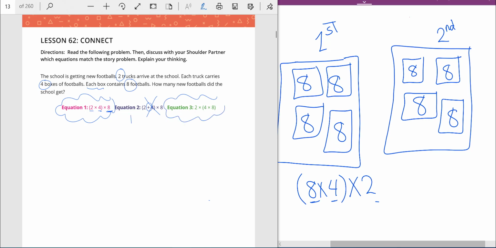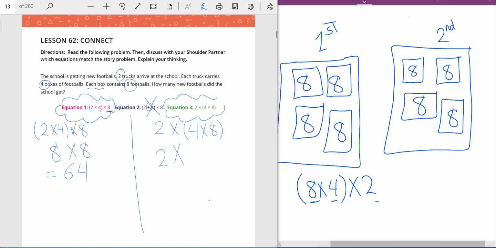Now we can get the total of the footballs in 2 ways. So 2 times 4 times 8. 2 times 4 equals 8. 8 times 8 equals 64. On the second way, equation number 3, 2 times 4 times 8. Okay, 2 times 4 times 8 equals 32. We can say that 32.